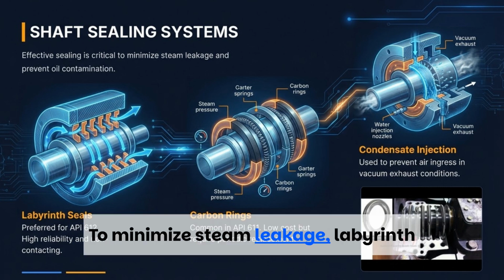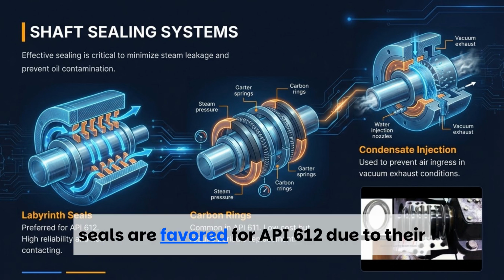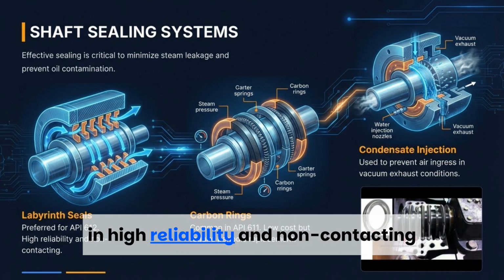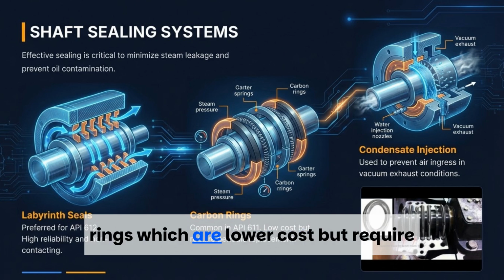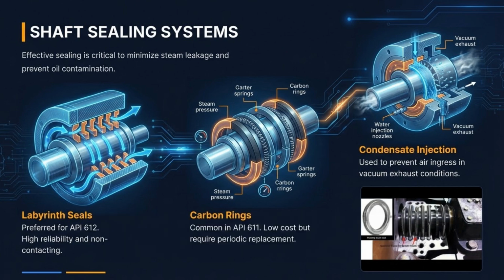To minimize steam leakage, labyrinth seals are favored for API 612 due to their high reliability and non-contacting nature. API 611 commonly uses, however, carbon rings, which are lower cost but require periodic replacement.